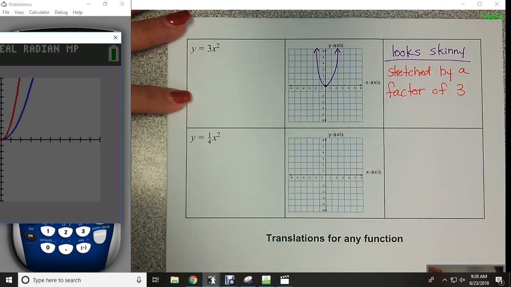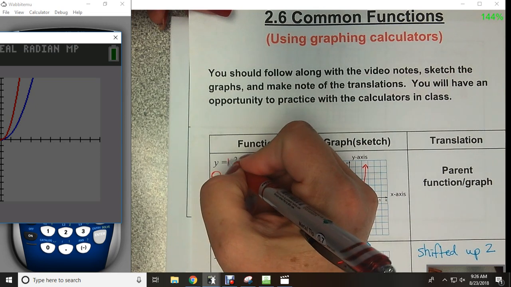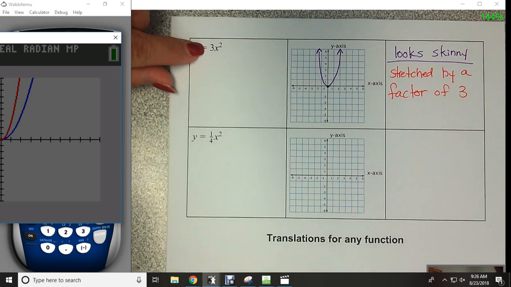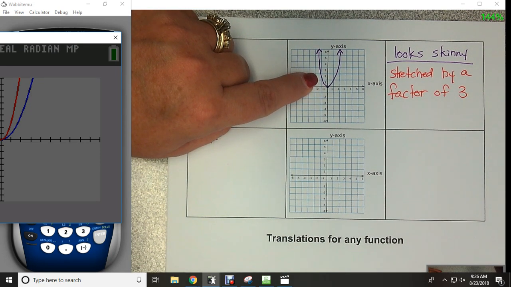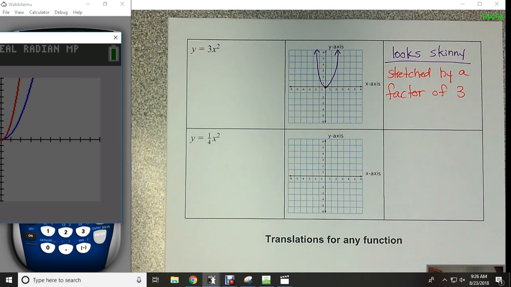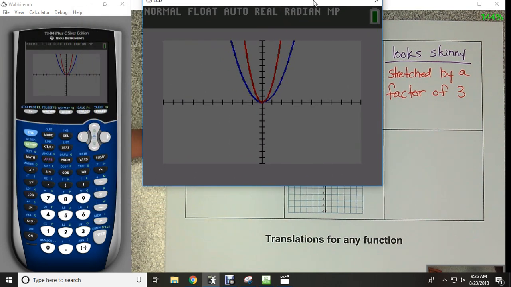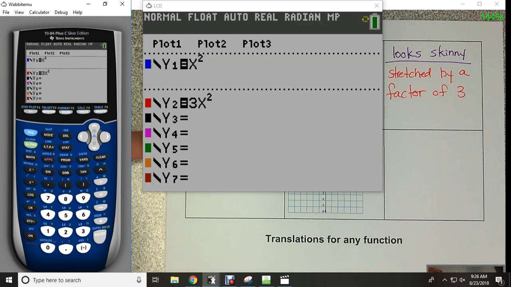And remember, on our parent function, there wasn't a number written there, so it's understood to be a 1. So that coefficient is a 1. When my coefficient was bigger, it was stretched nice and tall, and it was a skinny graph. Okay? So now, let's see what happens when I put the 1/4 in front of it. You may want to decide in your mind what you think it's going to be, and then see if that's what really happens.